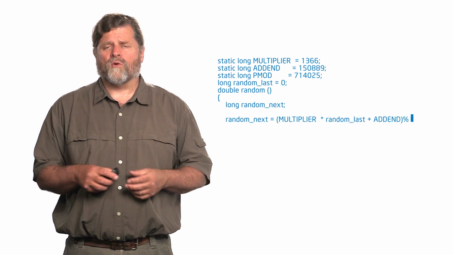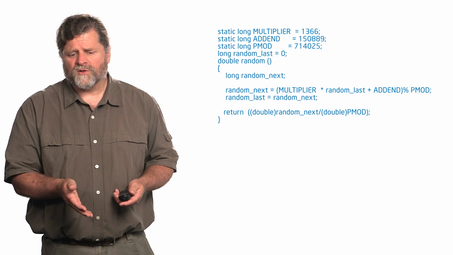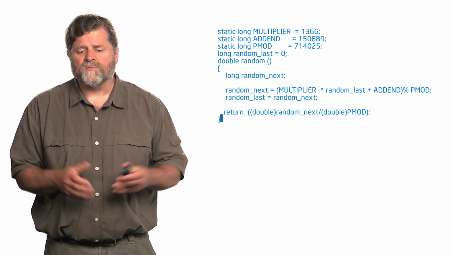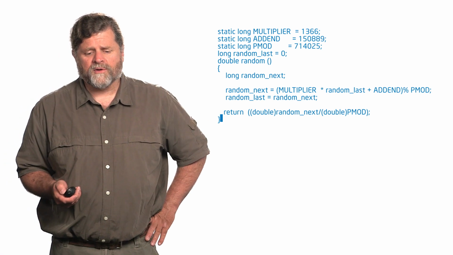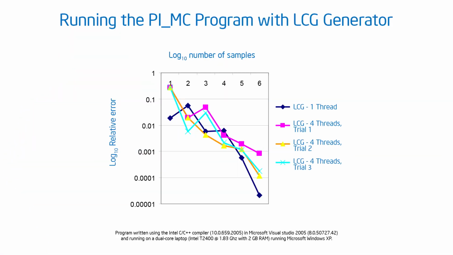And this is the code for it. And it's very, very simple code. It's as easy as it can be. That gives me a simple random number generator. Okay, so now I ran this code.